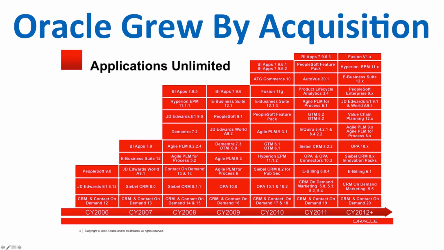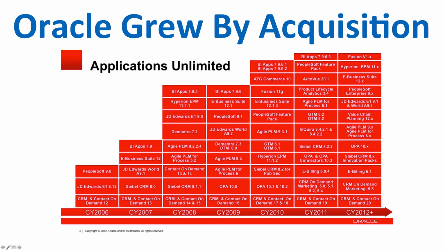If we look over the years, Oracle has basically grown through acquisition. So it acquired JD Edwards and PeopleSoft. Siebel CRM was one of the major CRM groups. Hyperion in 2008, which is enterprise performance management software. Agile product lifecycle management they took in. Demantra, I'm not sure what software that is actually.